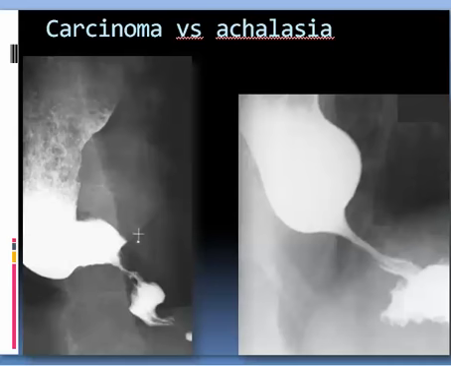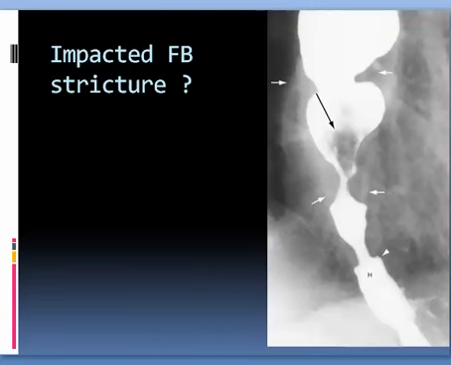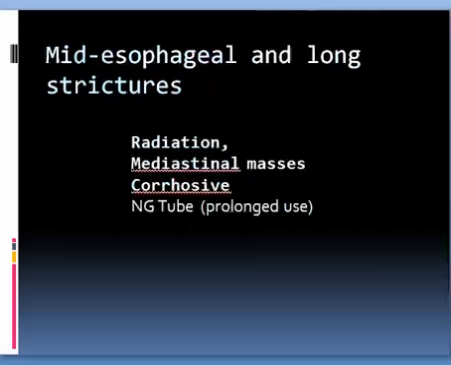So what is the difference here? Here we can get short segment of narrowing with shouldering. Here we can get a long segment of narrowing with bird beak appearance. This is achalasia, this is stomach carcinoma. And here we get the impacted foreign body, which could be differentiated also from a small polyp or mass, but here the esophagus below is showing short narrowing with irregularity and shouldering, and here is some hiatal herniation.